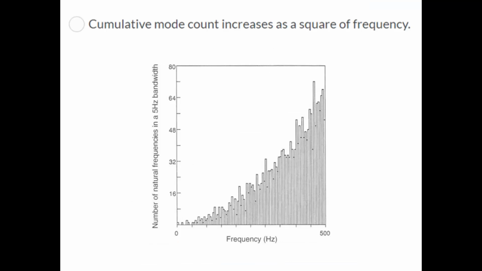Just to show you why on each of them, maybe you'll remember this slide, but this one shows that the cumulative mode count does increase as a square of frequency. So here our x-axis is frequency, and you see as we go to higher frequencies, our number of modes is increasing as a square of that frequency.